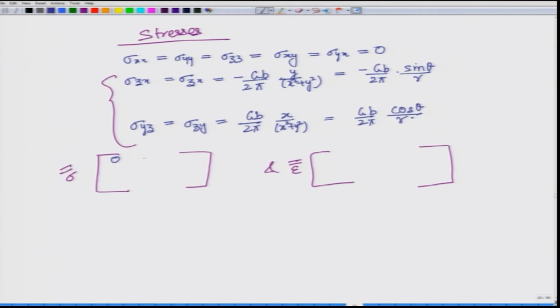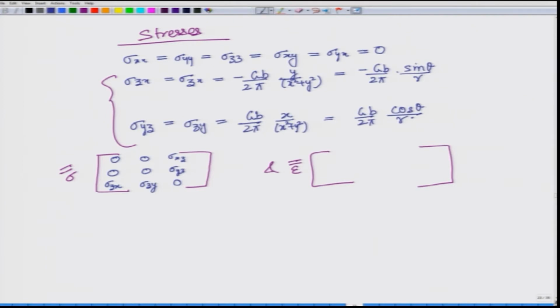So, these 4 terms are 0 for stresses, and as you can see sigma xz, and if sigma xz is there, then sigma zx must also be there. Then we have sigma yz, and therefore, sigma zy should also be there. And what about the sigma zz? That is also 0. So, this gives the tensor format for the stresses around a screw dislocation.